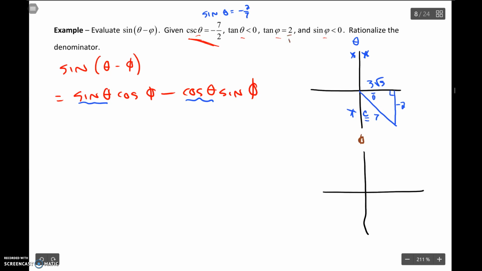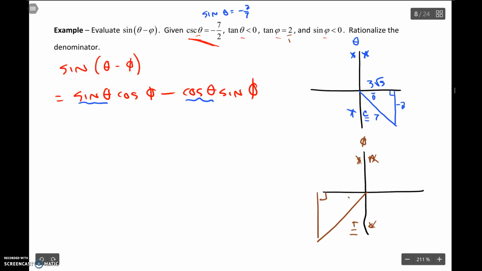Tangent is 2/1, but it's positive, so all students take calculus. It's a bad phi. Good phi. Tangent is positive, so it could be in this one, could be in that one, can't be in those two. And the sine is less than 0, so the sine is negative. Well, sine is positive here, sine is negative here, so we're in this quadrant. Quadrant 3. Draw a triangle.